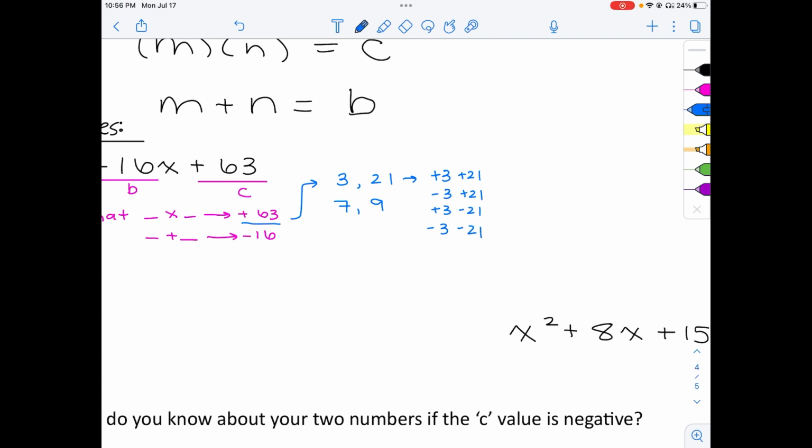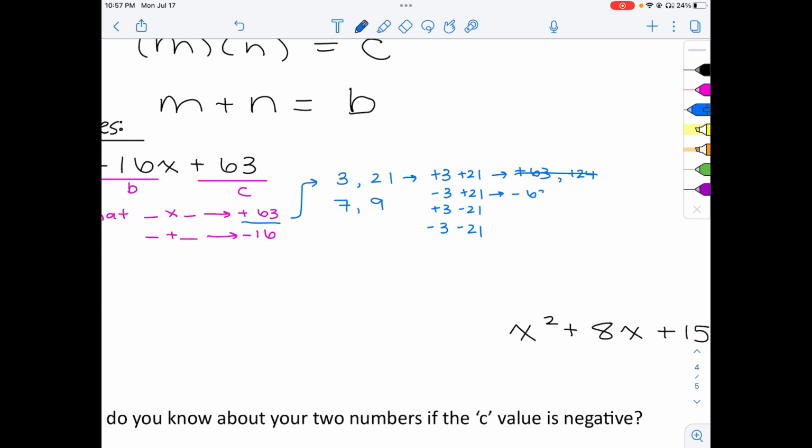Okay, so if you're looking at that, you would kind of think, okay, you're going to multiply each and add each. So this would give you a positive 63 when you're multiplying, and it would give you a positive 24 if you add them. We don't want that, so that's not right. The next one, if you have negative 3 times positive 21, that gives you negative 63. Already that's not right because we know it has to be positive.